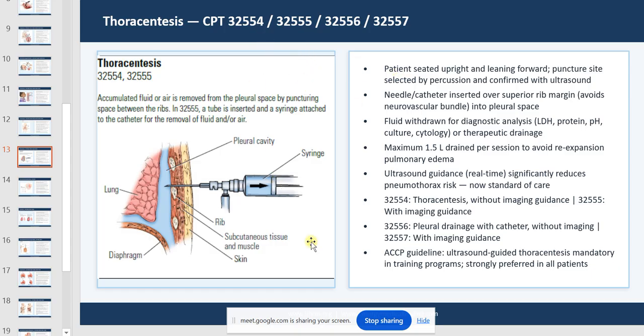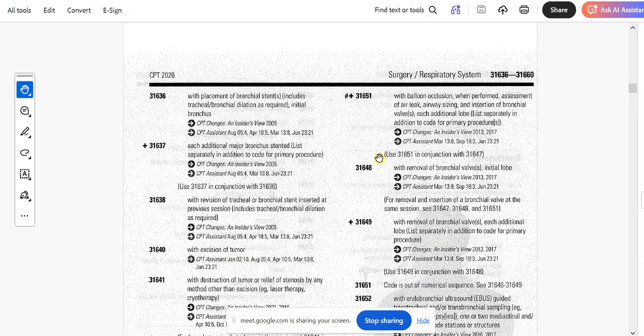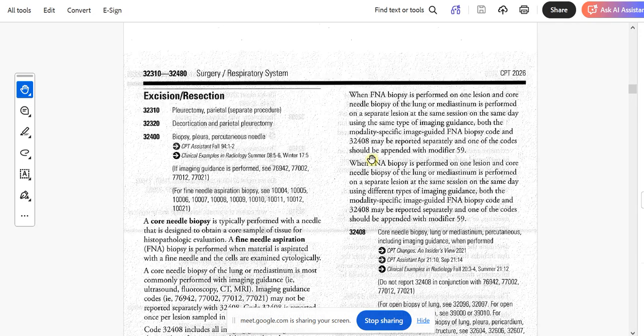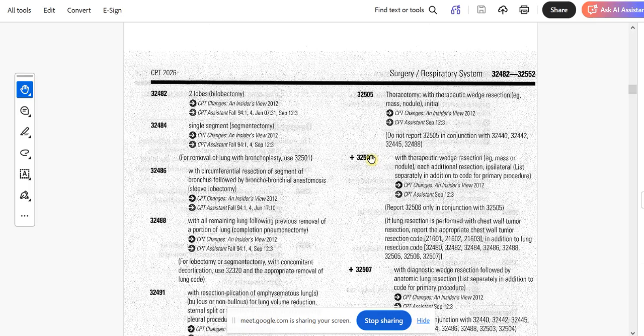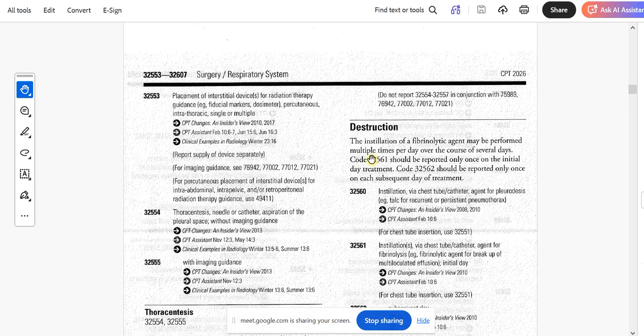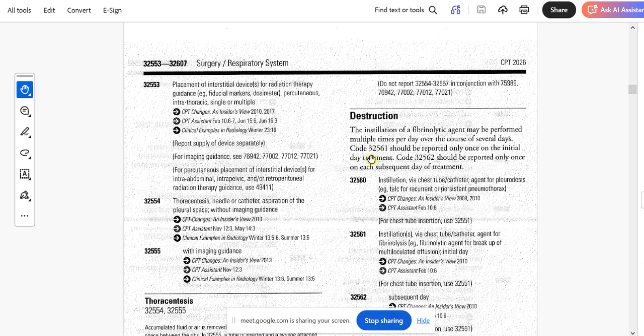32554 is the code. You have access to this PPT, so you can go through this. This is very important. Thoracentesis, 32554, right?